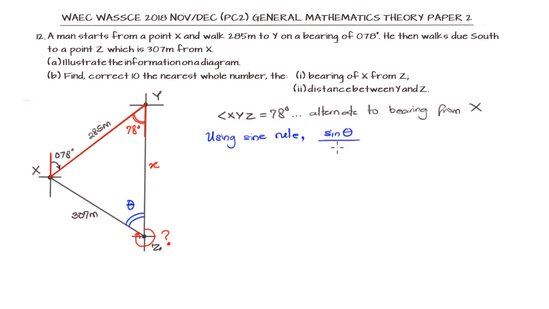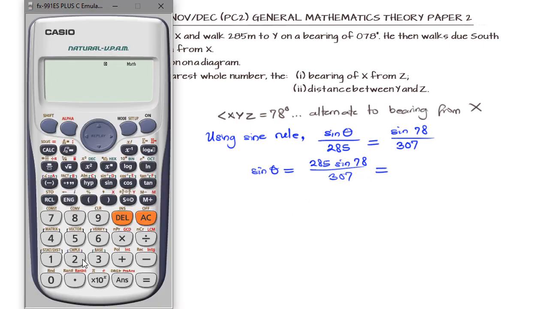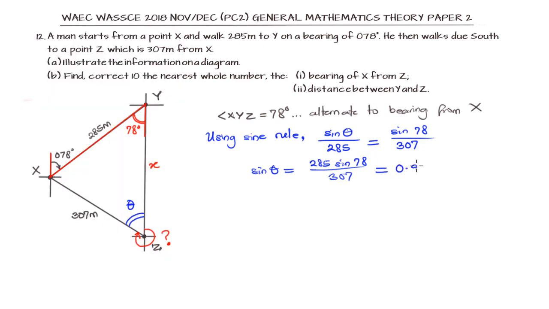So you can say sine theta over the side it's facing, which is 285, is equal to sine 78 over the side that 78 is facing, which is 307 meters. By cross multiplying, sine theta will be 285 sine 78 divided by 307. If you use our calculator, 285 sine 78 divided by 307 gives 0.90805. So our theta is arc sine 0.9081.